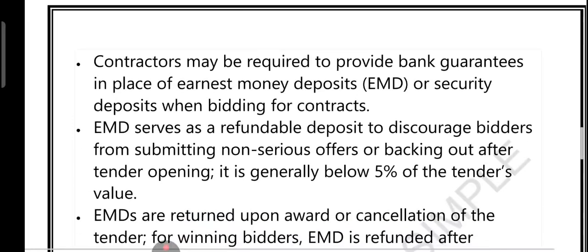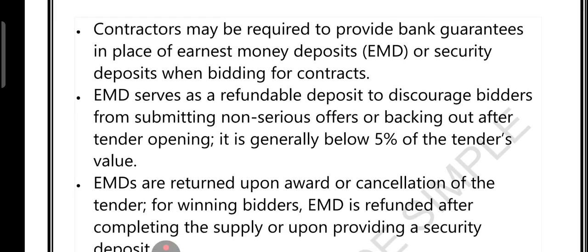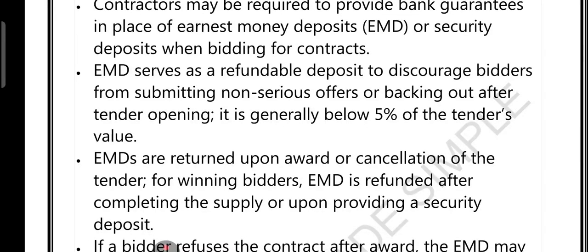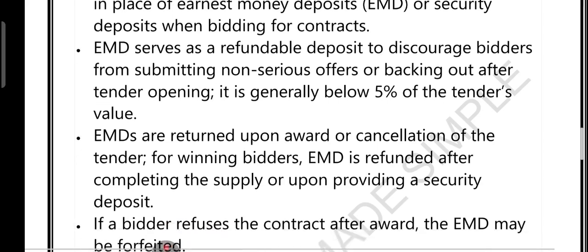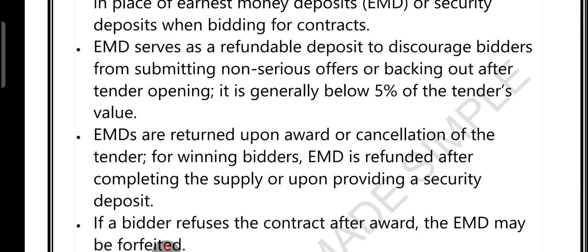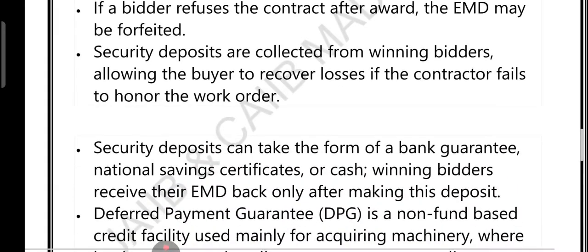If we compare EMD and security deposit, a contractor may give a bank guarantee instead of EMD or security deposit when bidding for a tender. What is EMD? Earnest money deposit. It is refundable. It is generally under 5% of the tender value. And if the bidder backs out after winning, EMD can be forfeited. Security deposit is collected from the winning bidder to cover any loss if the contractor fails. So EMD and security deposit.